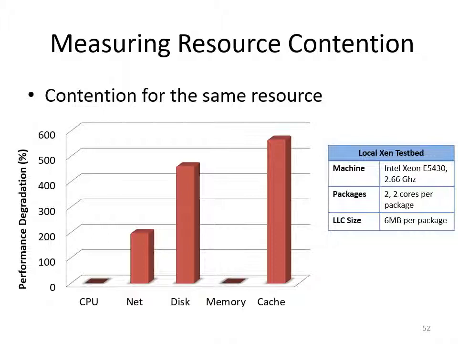And you can solve these to some extent. The network and disk are problems that a smarter virtual machine monitor could solve, but they were not solved in Xen at the time we took this data.